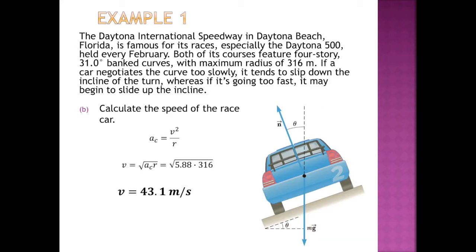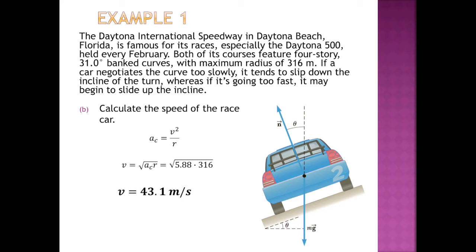Obviously, once we've found the centripetal acceleration, the rest is fairly straightforward because we know that centripetal acceleration is equal to v squared over r. We can plug in our a_c, we can plug in our r, and we can go ahead and get our speed of 43.1 meters per second.